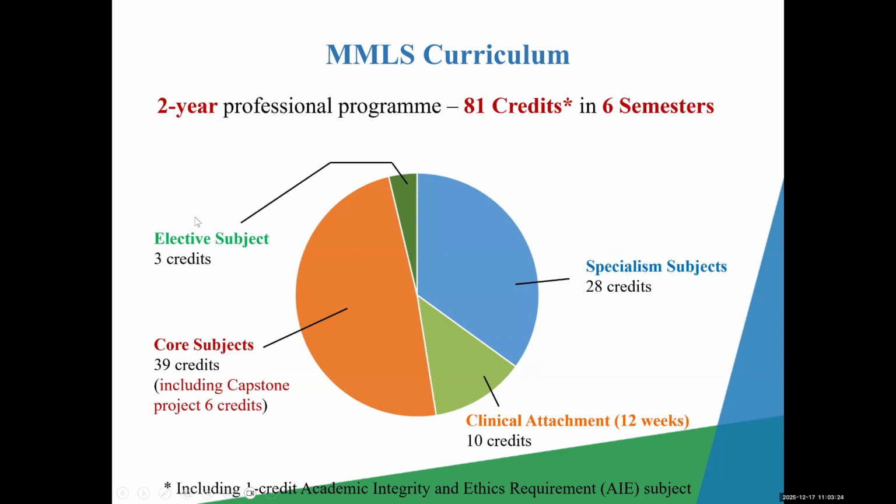You are allowed to choose one elective subject. And most importantly, you are asked to go for the clinical attachment, because after this program you will become a licensed MLT, so you need the clinical experience. We will use the summer semester, and you will go to either the HA hospital or a private hospital for the clinical attachment for 12 weeks, composed of 10 credits. In addition, you will have one more credit on the academic integrity and ethics requirement.